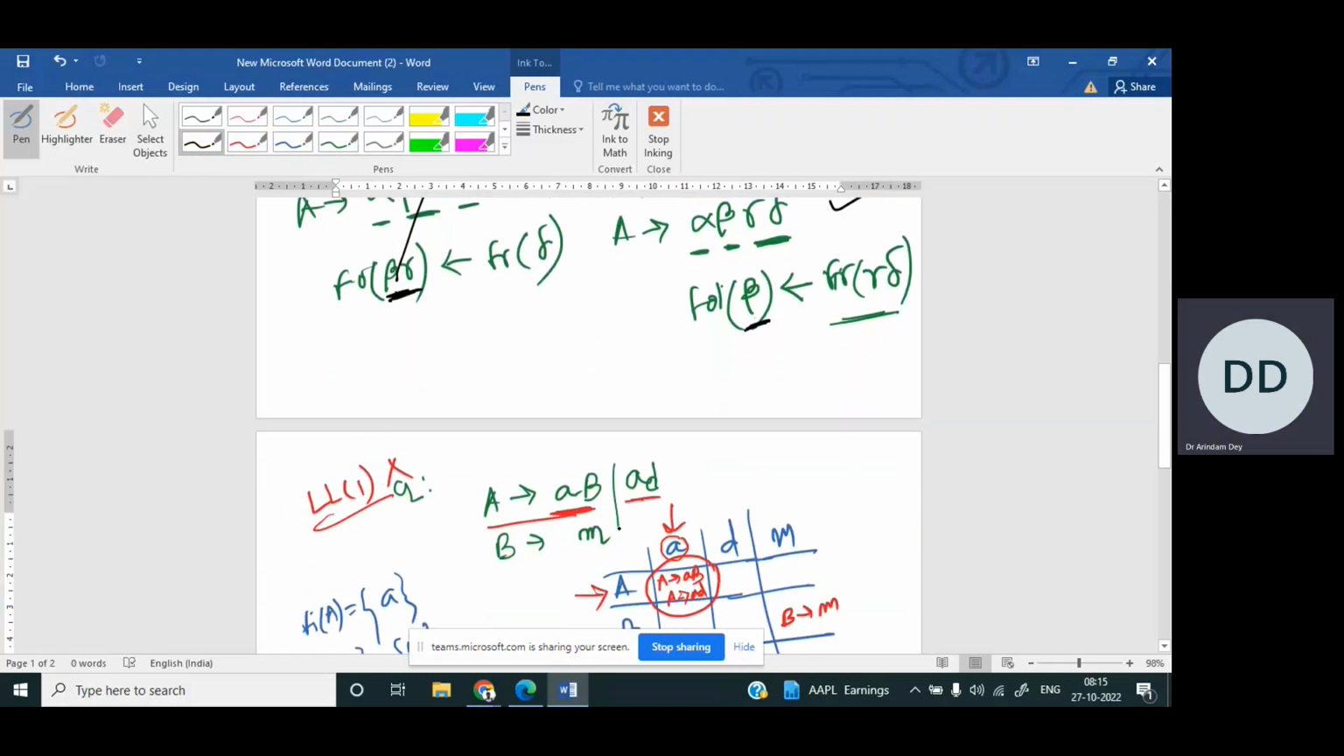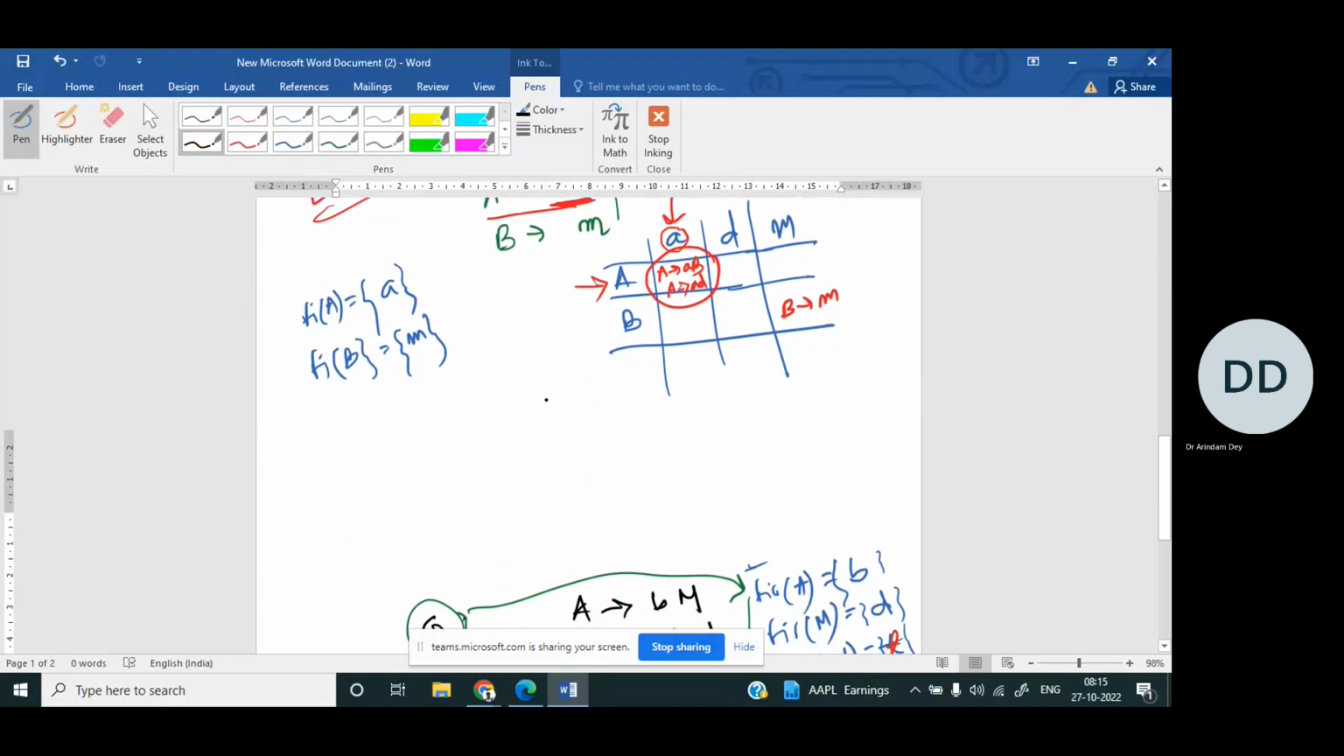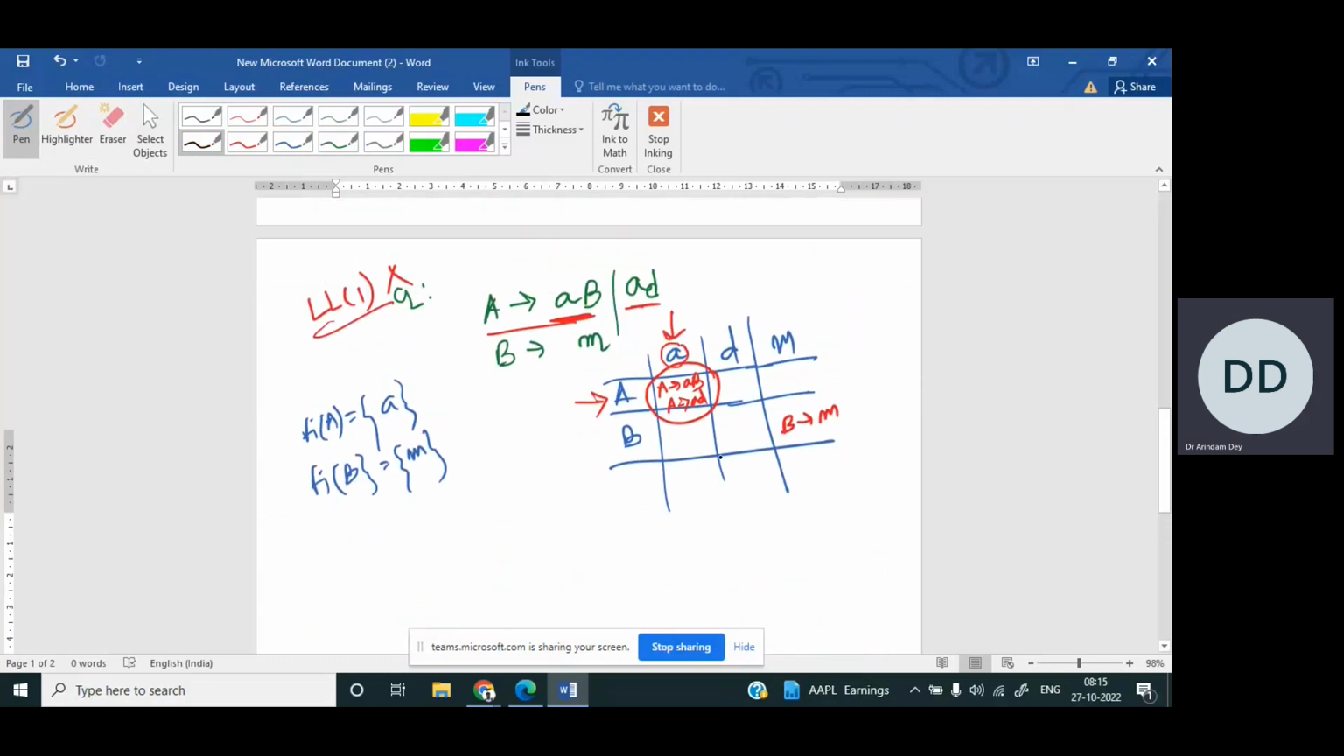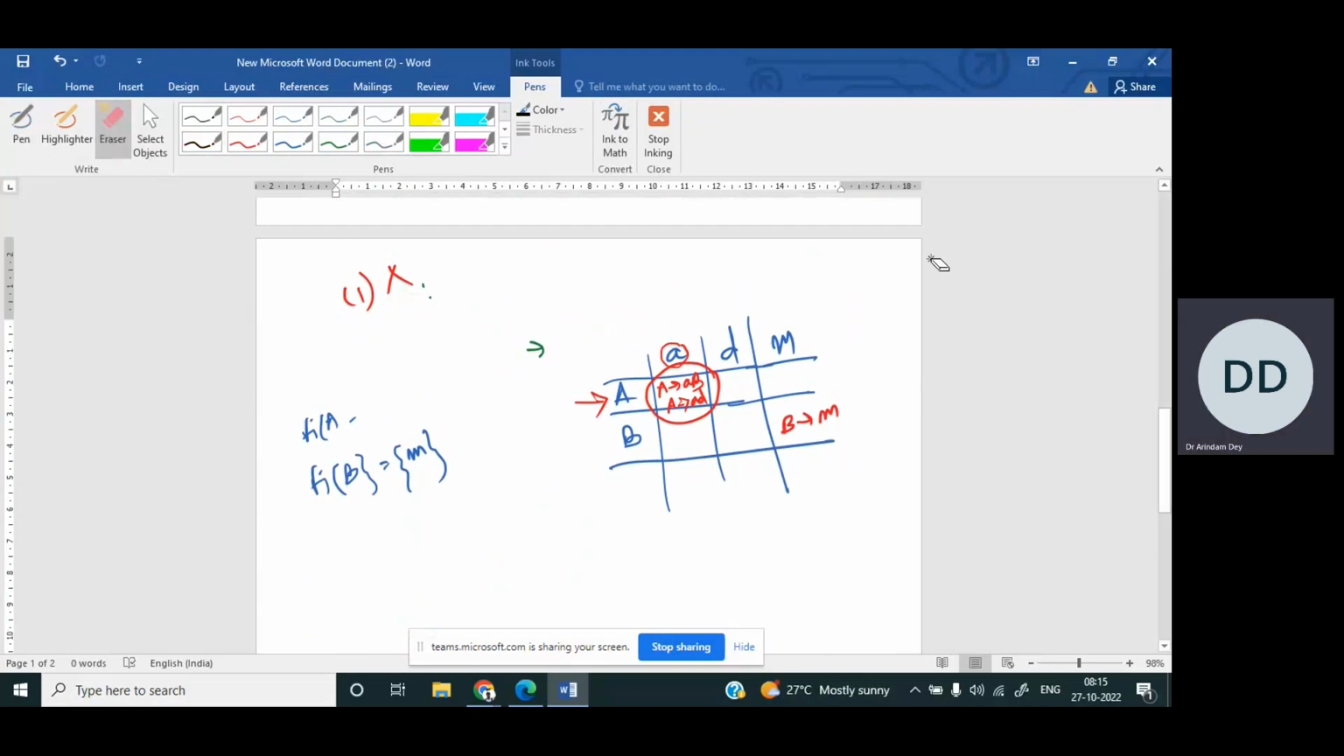Now I am coming to the third rule. Okay, I have to take one more page over here, I suppose. Okay, I'm writing over here.